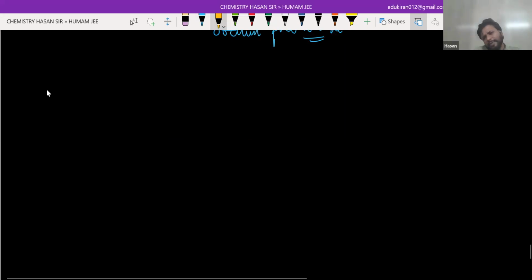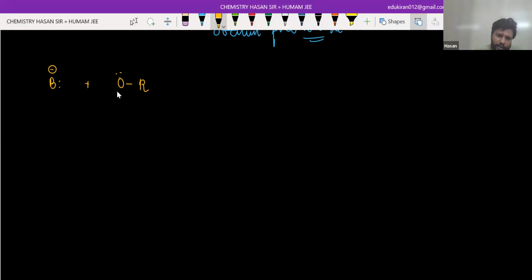So you know that Lewis base is the one which is going to donate electron, and Lewis acid is the one which is going to take electron. Okay. So let's say there is a base, that means electron rich species, and this is your alcohol, like this. So basically, what happens here? This is your base, and this is your acid.